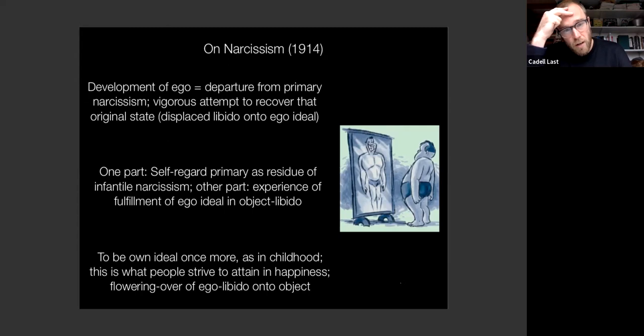There are two dimensions of it, where the self-regard of the primary narcissism is the infantile state, whereas the experience of the fulfillment of the ego ideal is the object libido. And again, this happy balance between the two is, I think, what Freud is pushing for. To be one's own ideal once more, as in childhood, quote unquote, this is what people strive to attain in happiness. He describes it really well, I think, the flowering over of ego libido onto the object. So Freud is not here ethically supporting any type of withdrawal, ultimately. He's also not favoring simply this object libido, which depletes the ego libido. It's rather the flowering over of ego libido onto the object.